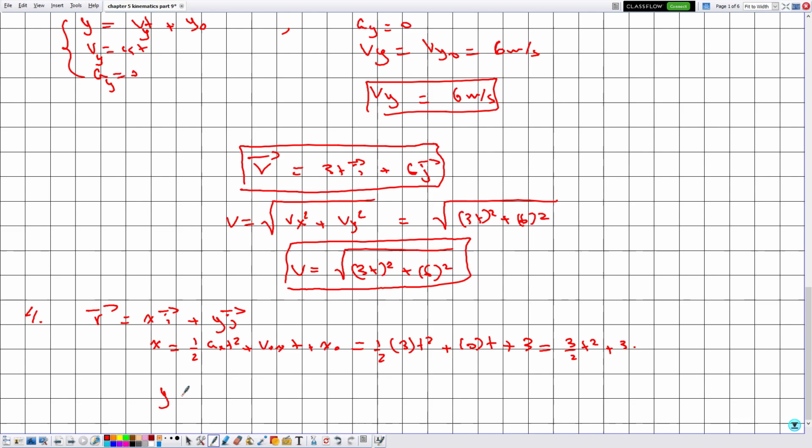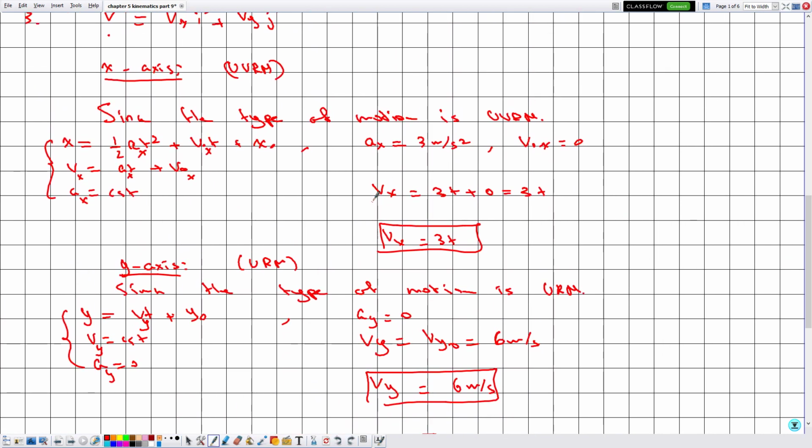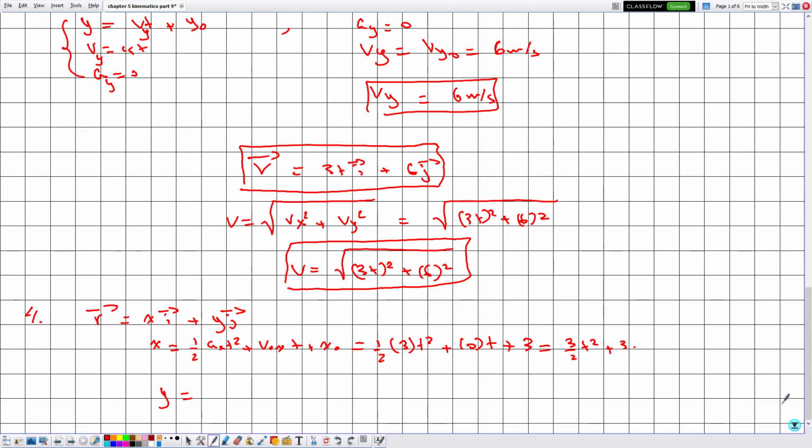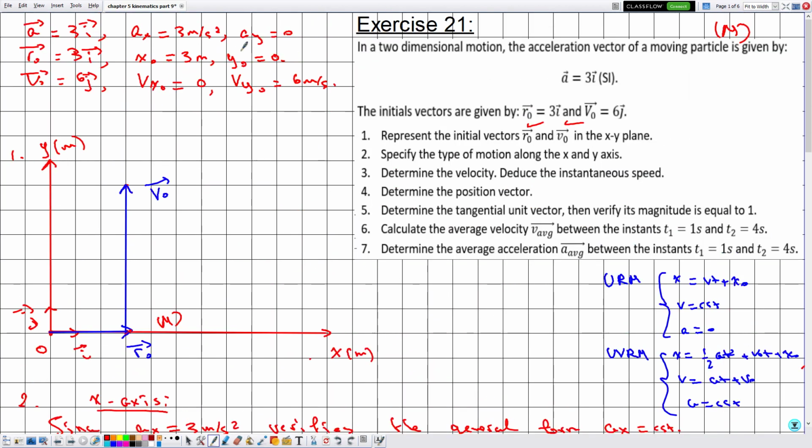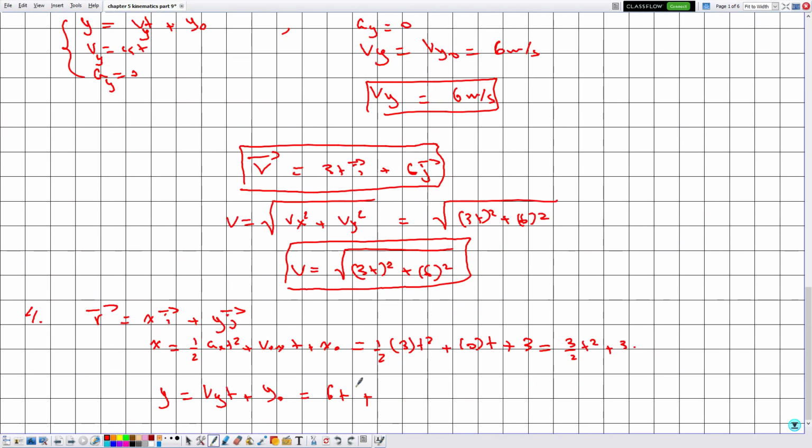As for y, which is given by vy t plus y0, the value of vy is given by 6t. The value of y0 is given by 0. So this is equal to 6t.